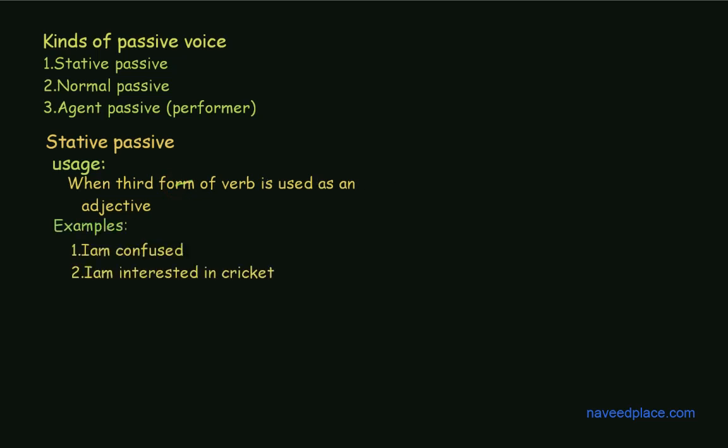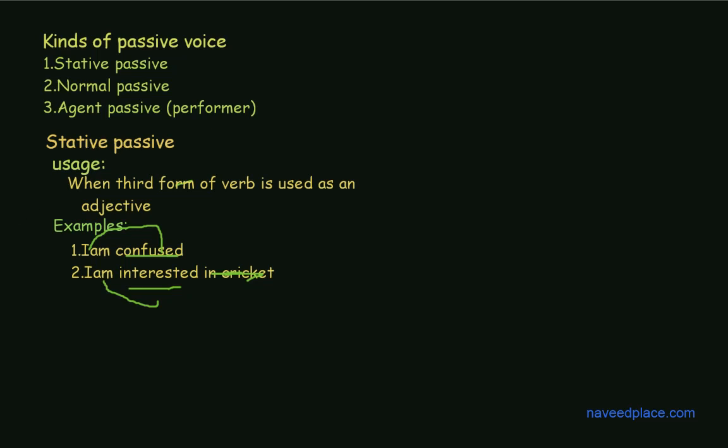For example, I am confused. That means the third form verb is being used as an adjective. Second example is I am interested in cricket. So definitely it is the third form of verb but it is used as an adjective. So when the third form of verb is used as an adjective, definitely it's called stative passive.